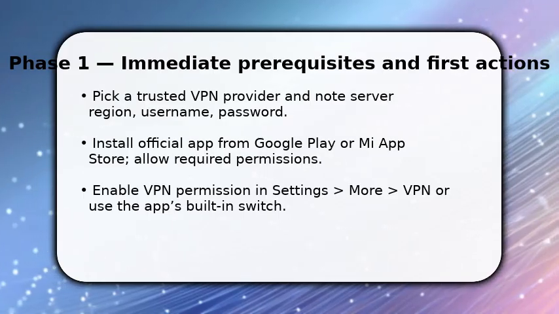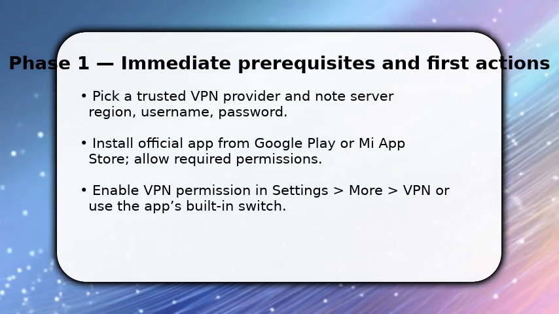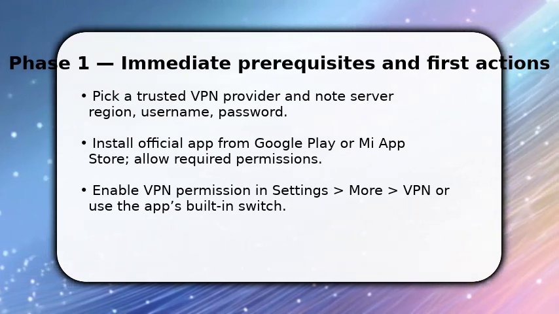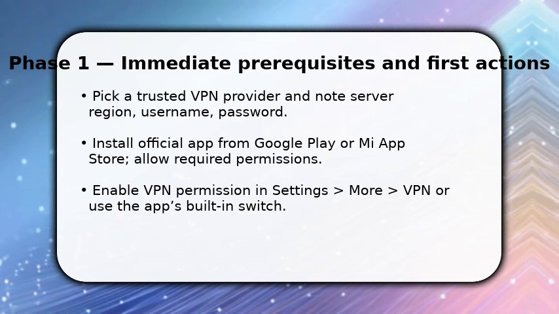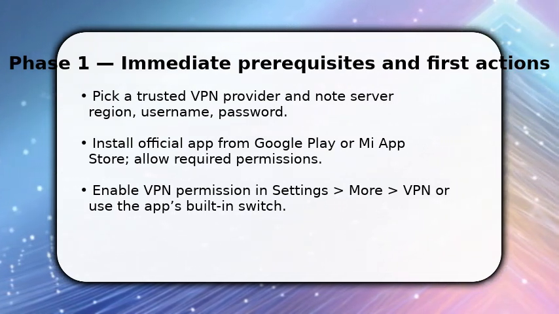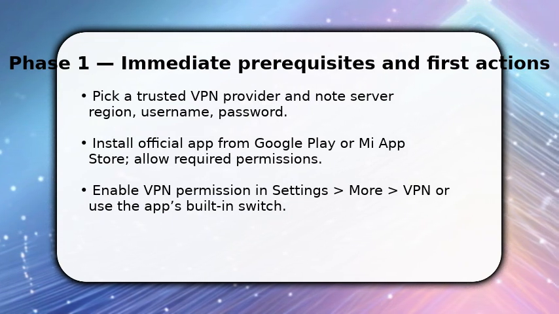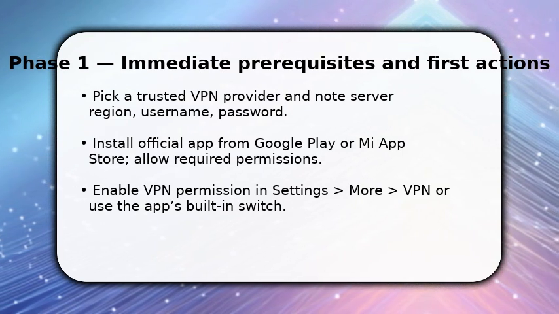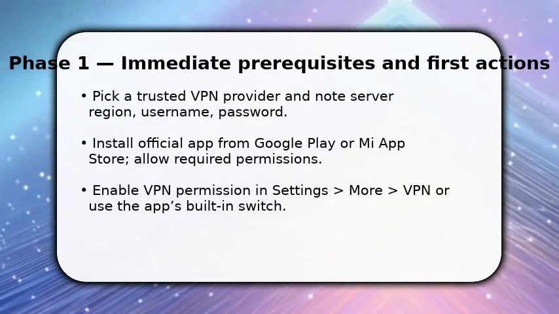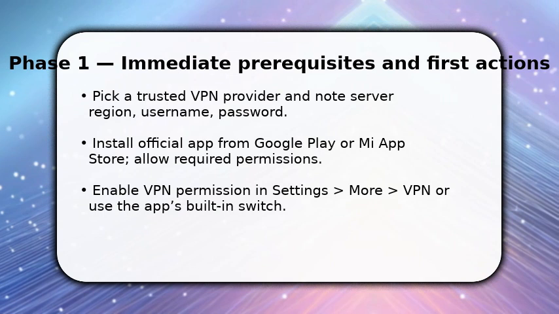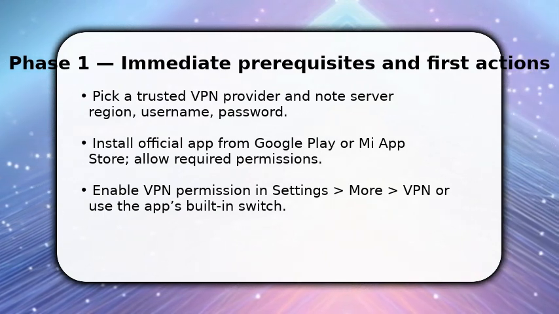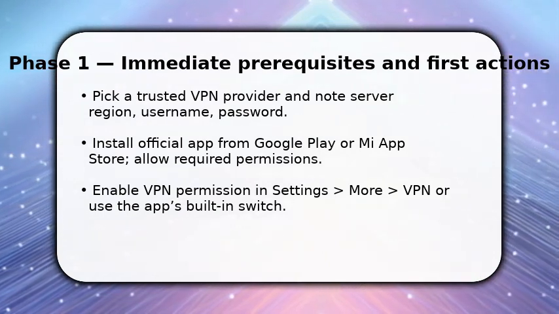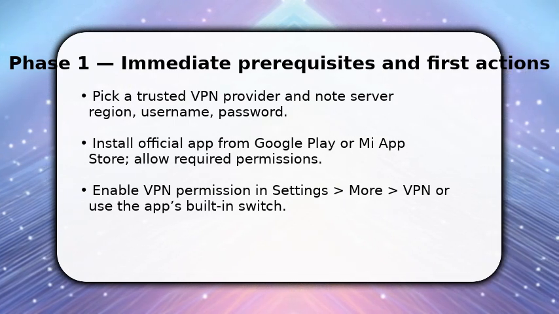You start by selecting a reputable VPN provider, then download its official app. Do this now. Once installed, open the app and grant the requested permissions. This lets the VPN create a secure tunnel. Make sure to remember your username and password or have your subscription ready. After that, go to Settings, More, VPN to confirm permission is enabled, or simply use the app's Connect button to begin the first encrypted session.